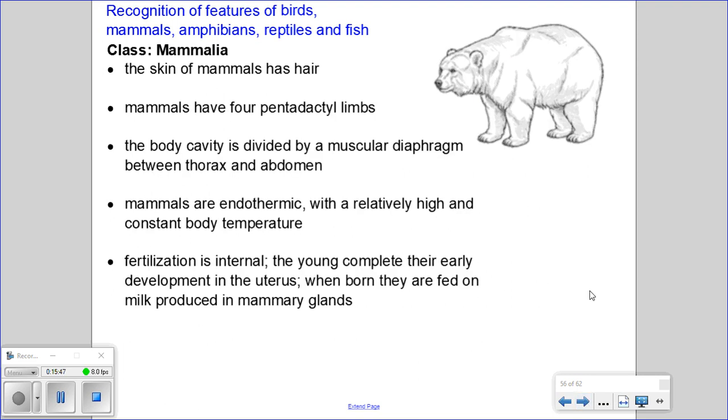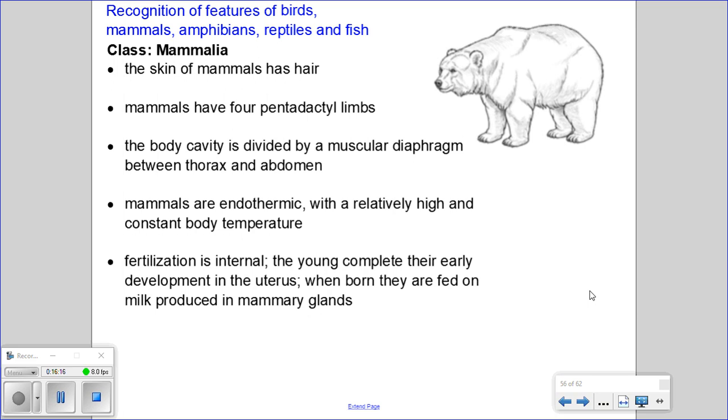In the next class, the mammalia. So, with mammalia, the skin of mammals will have hair, and mammals will have four pentadactyl limbs. The body cavity is divided by a muscular diaphragm between the thorax and the abdomen, so that diaphragm that's used for respiration, for breathing, will divide that body cavity into two parts.